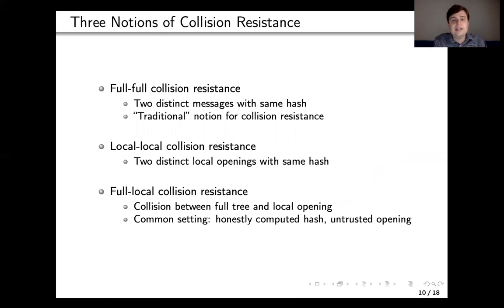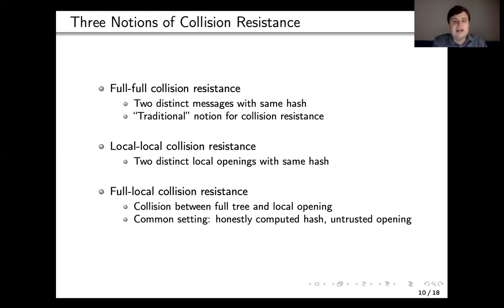Another thing we want to introduce related to this is how it leads to different types of collision resistance. So the traditional notion of collision resistance, or full collision resistance, would be that you're saying, give me two distinct messages that have the same hash value. Now, local collision resistance is collision resistance where we are looking for two distinct local openings with the same hash. There's a third notion that will then also become possible, which is full local collision resistance.